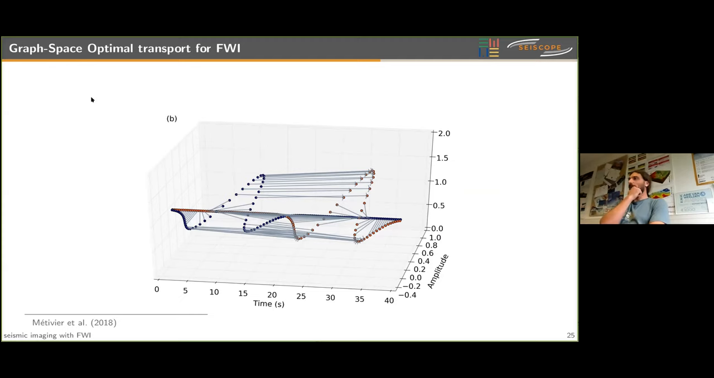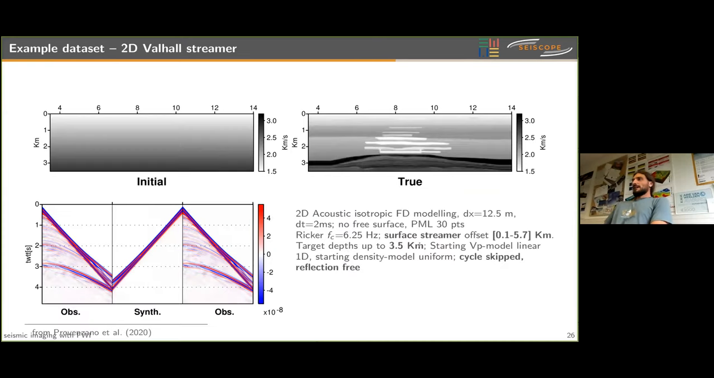One formulation of this optimal transport distance is the graph space optimal transport that we have proposed in our group, which allows an assignment between observed data, which could be all these blue points here, and calculated data, which would be all these red points here. And this assignment can be done both in amplitude and in time, which allows us to handle cycle skipping. There is no more limitation of half a period in the measure of the misfit. I will not go too much into the detail today about this measure, and I will show you how, thanks to this misfit function, we are able to mitigate the cycle skipping effect.